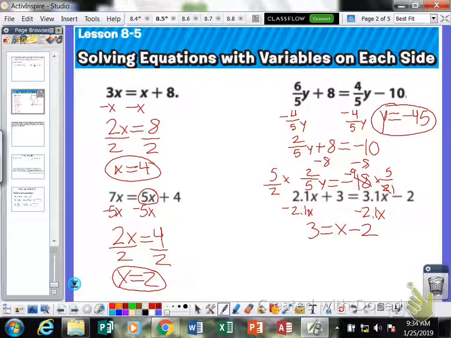Now, all we have left to do here is combine our constants. So we add 2 to each side, and that's going to give us our final answer of 5 equals x. And again, if you want to check any of these solutions, all you would have to do is take whatever x equals or y or whatever variable it is and plug it back into your original equation, and you should get the correct answer there. All right?